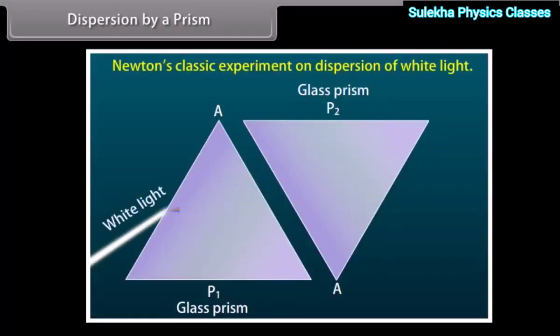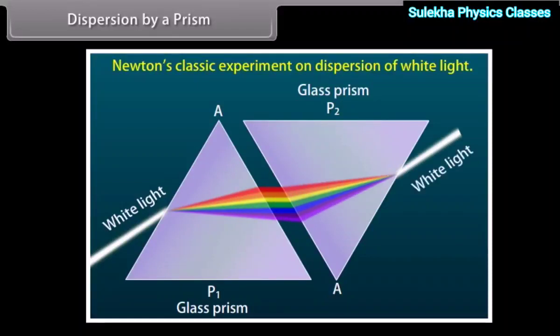Newton's classic experiment on dispersion of white light. The experiment performed by Sir Isaac Newton put another prism, P2, in front of prism P1, but inverted in position, and the emergent beam from prism P1 fell on prism P2. The emergent beam from prism P2 is white light.